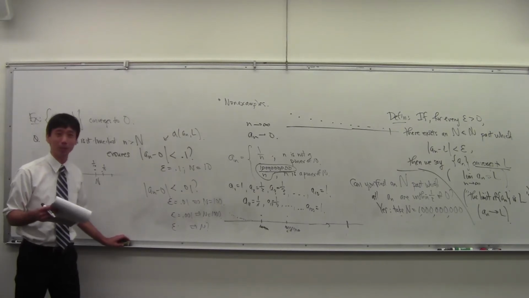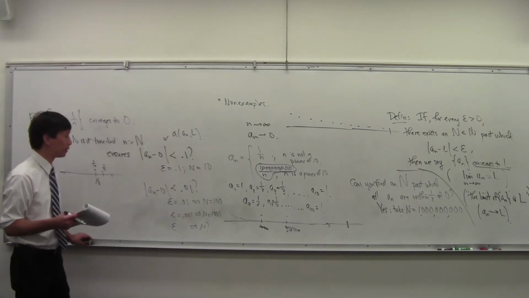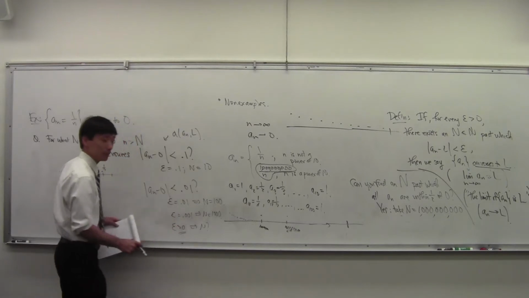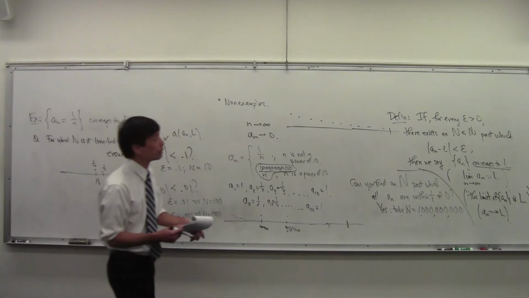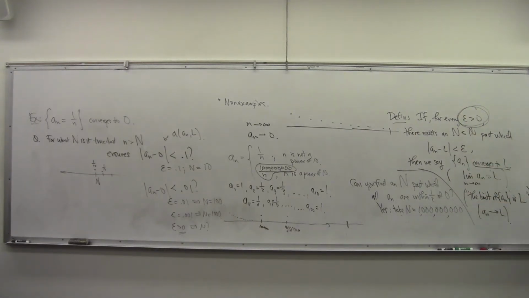Okay, turn to somebody nearby. Tell them the answer. Tell them what you're thinking. It's epsilon is 0 and n is infinity. No. Epsilon is some number. Epsilon is some positive number, right?